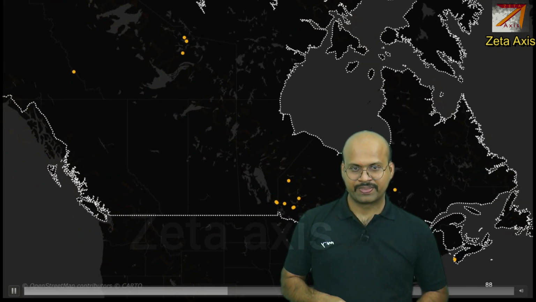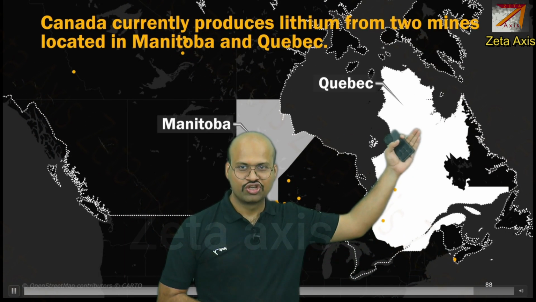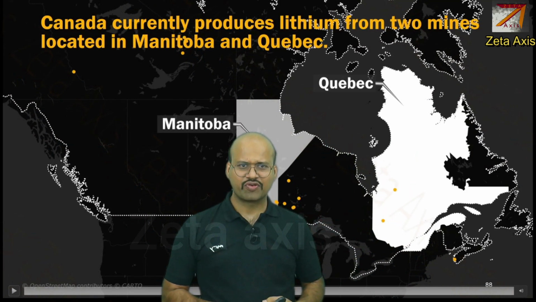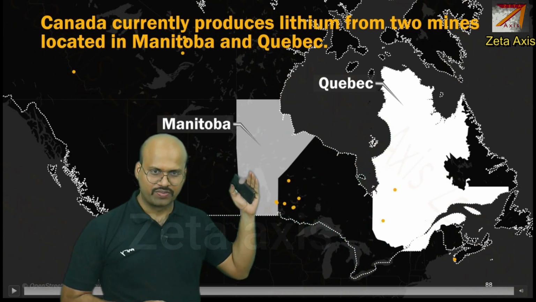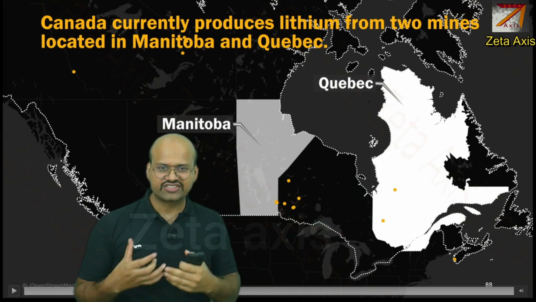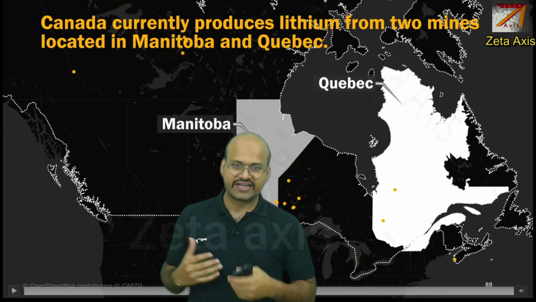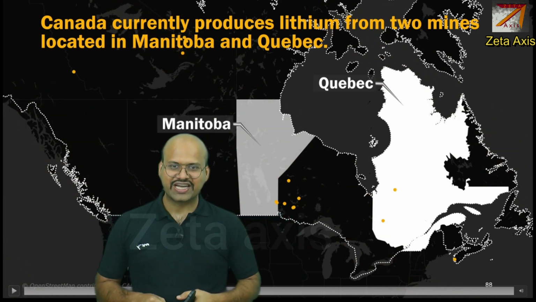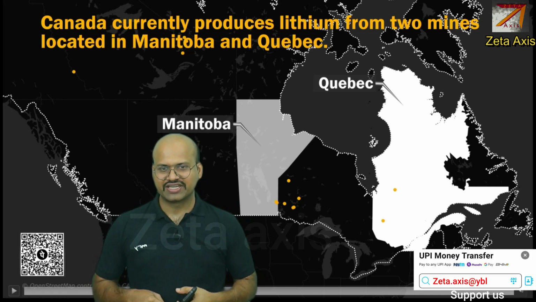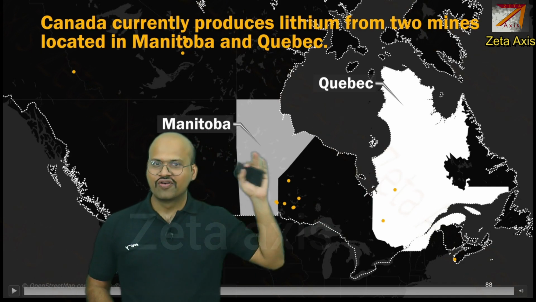So let's discuss about the lithium in Canada. And here we can see that most of the production of lithium in Canada occurs in Quebec. Canada currently provides lithium from two mines, and they are located in Quebec and Manitoba, where Quebec is the largest producer of lithium, followed by Manitoba. Remember, even though these reserves are there and they are detected, they might be difficult to extract. And therefore, you see that not all the places where lithium is present, lithium is extracted. So currently, Quebec is the highest producer of Canada, followed by Manitoba.